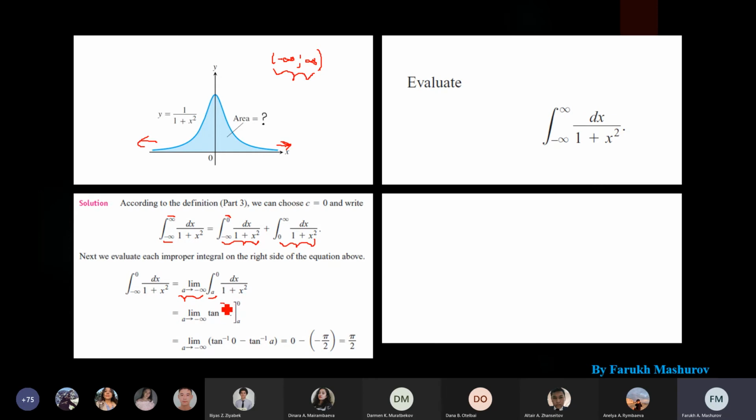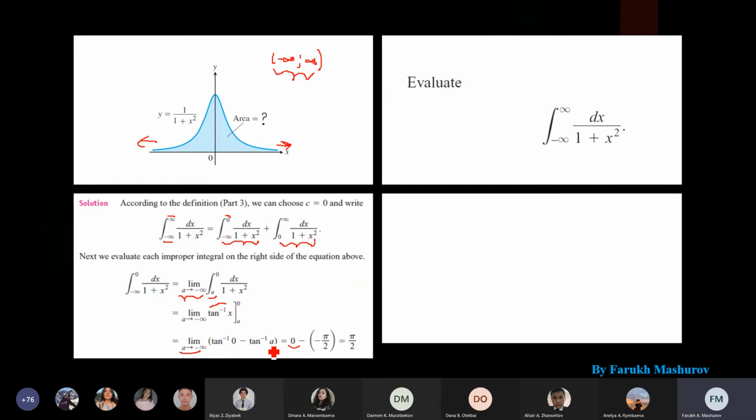Arctangent. This one means not 1 over tangent, guys. This one means arctangent. And the antiderivative is arctangent x, and we need to put 0 and a. If you put here 0, we have arctangent 0, and if you put here a, arctangent a. And since arctangent 0 is equal to 0, we write here this one. And what will be here, guys?